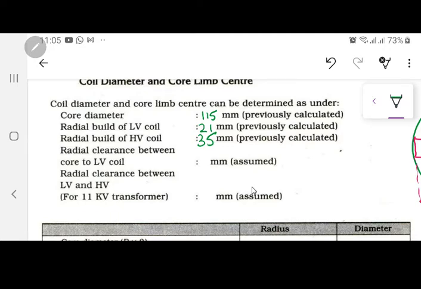Now you can understand over here that the radial build of the low voltage coil is smaller than the high voltage coil. Can anyone tell me why?